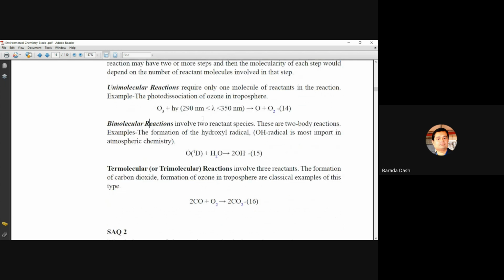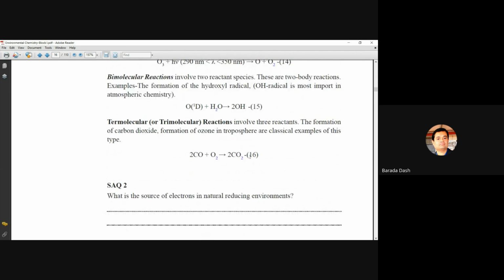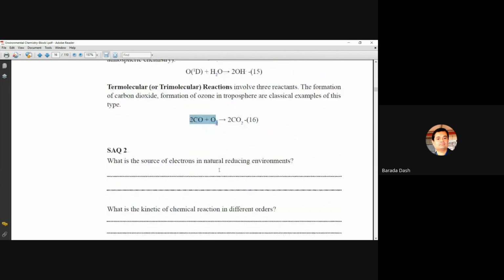A bimolecular reaction involves two reactants, so one reactant here and another reactant here, both combined together. Trimolecular involves three molecules.